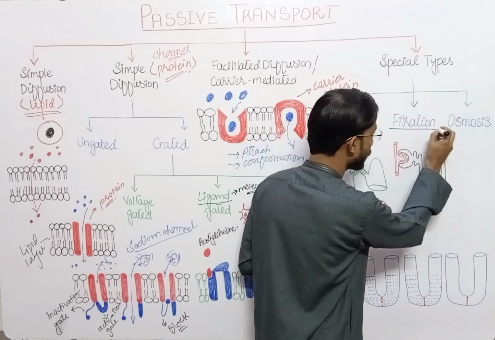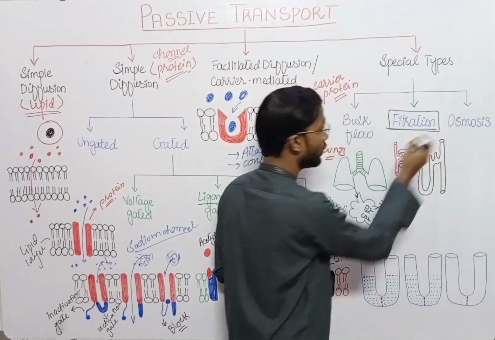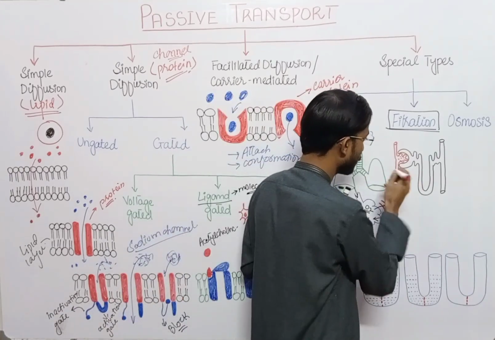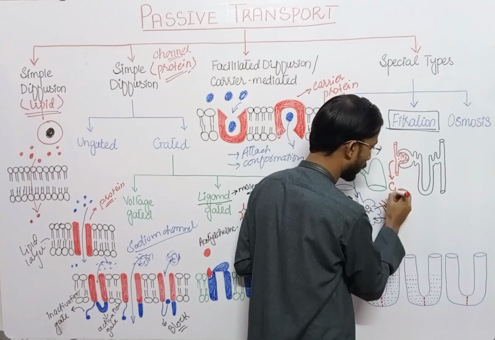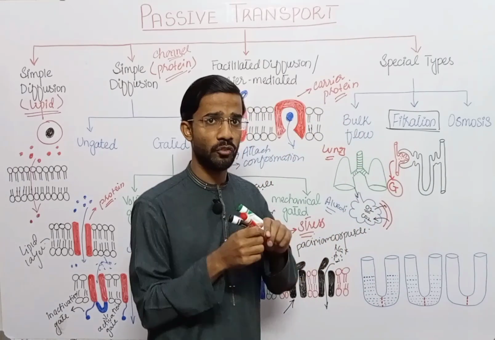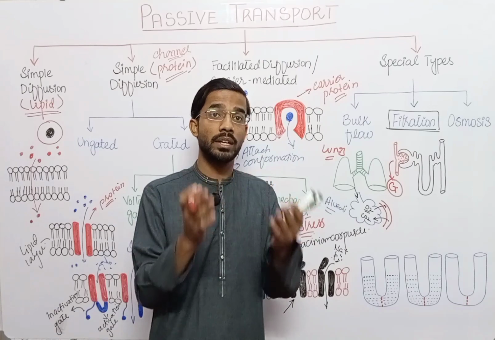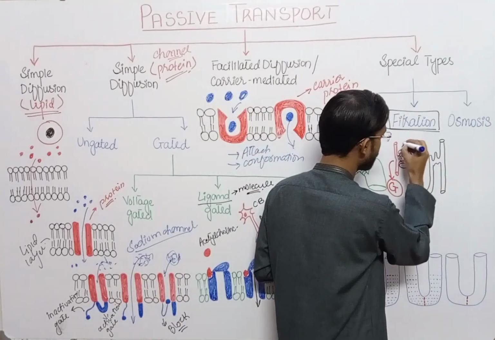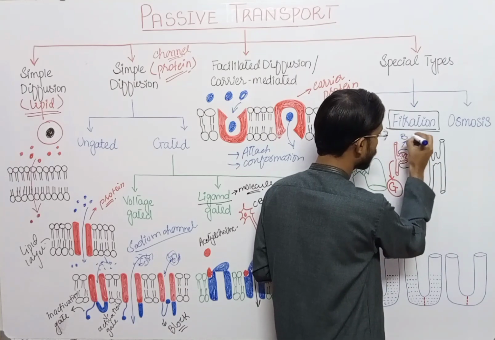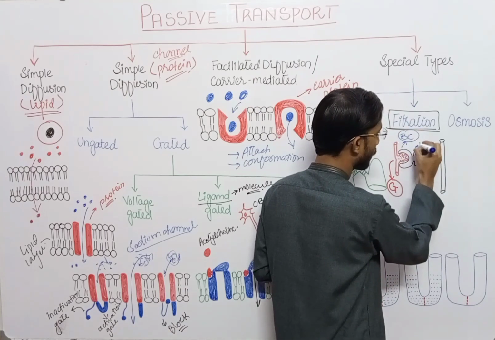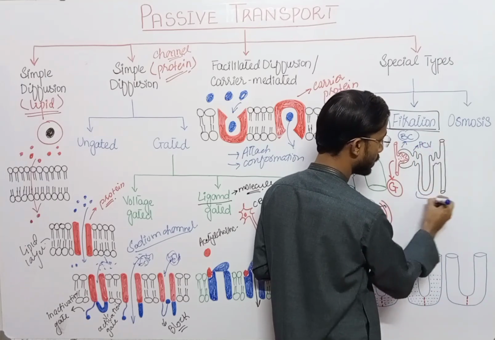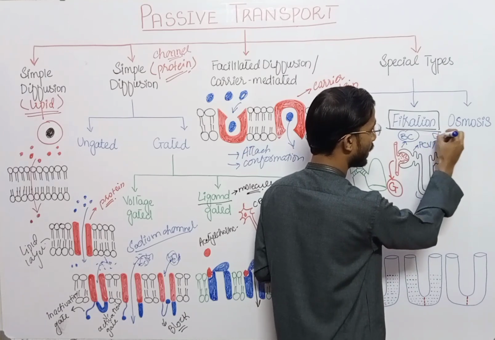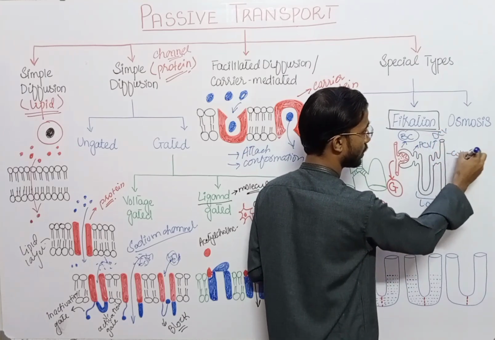Next, if we talk about filtration, this is the nephron, and here you can see this is the glomerulus. This is the structure of the glomerulus, actually a cluster of different capillaries, and the nephron has different portions. This is the Bowman's capsule, this is the proximal convoluted tubule, this is the loop of Henle, this is the distal convoluted tubule, and last is the collecting duct.